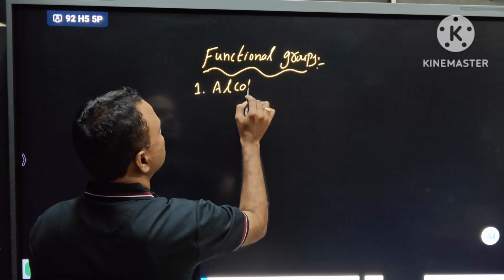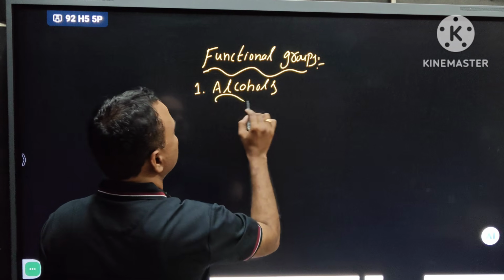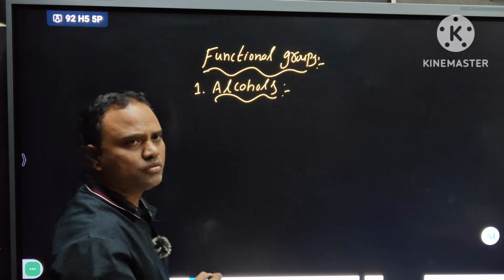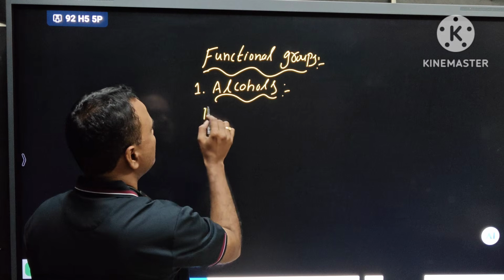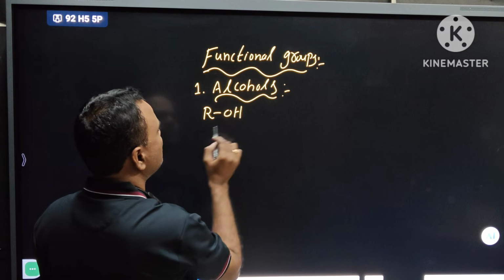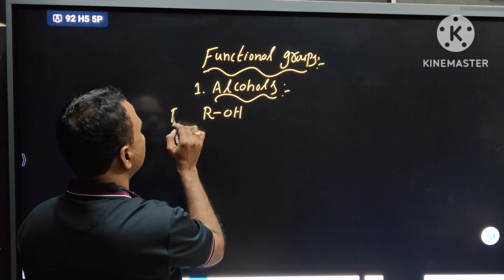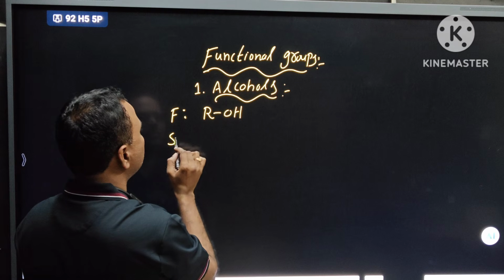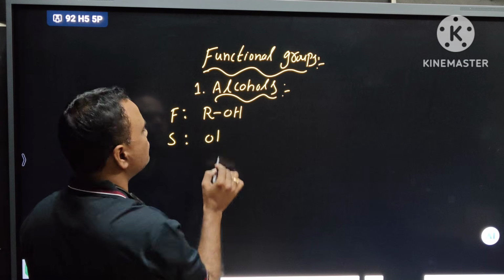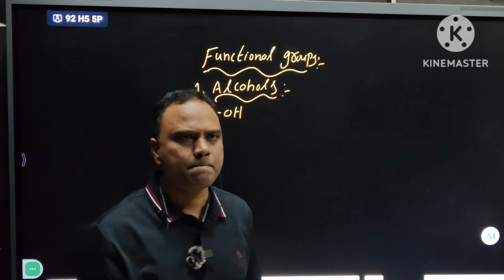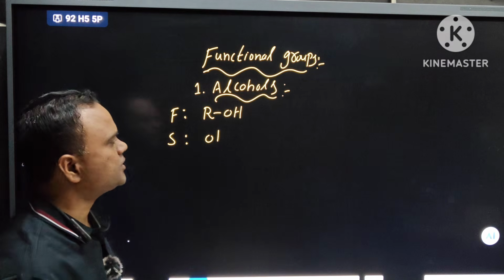alcohols. What is the general formula of alcohols? Alcohols' general formula is ROH. Suffix for alcohols: what is the suffix for alcohols? Ol. Right? Let us take one example.